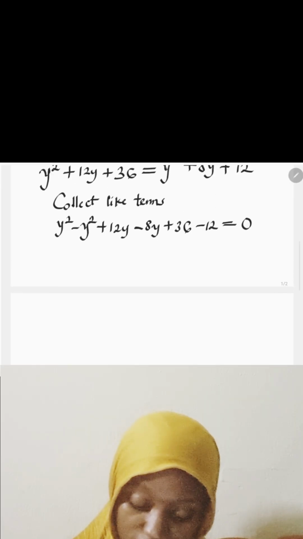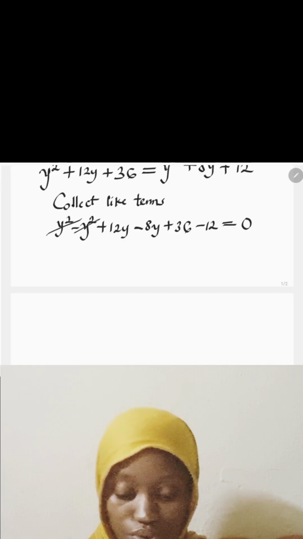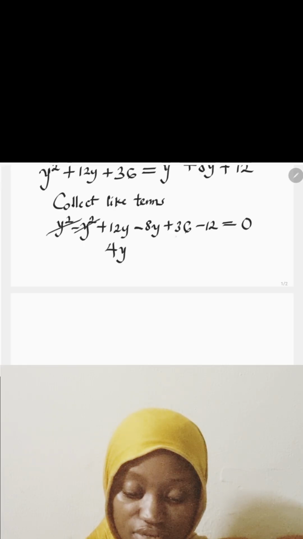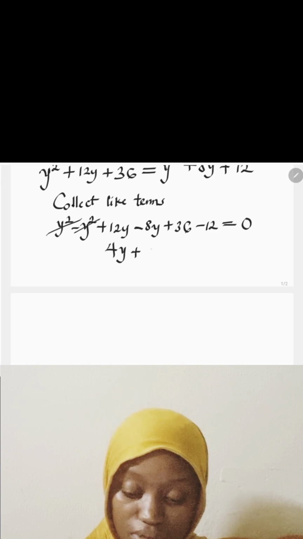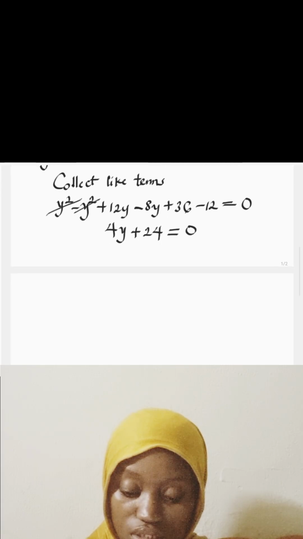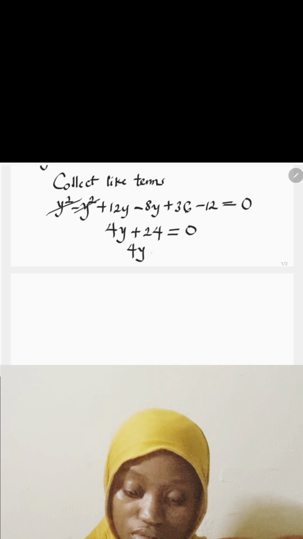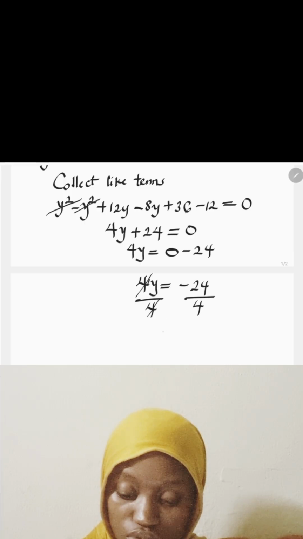So now let's simplify further. y squared minus y squared cancels out because that gives us a value of 0. 12y minus 8y gives us 4y. 36 minus 12 gives us plus 24. This is equal to 0. So at this point, we have 4y is equal to 0 minus 24. So we have 4y is equal to minus 24.